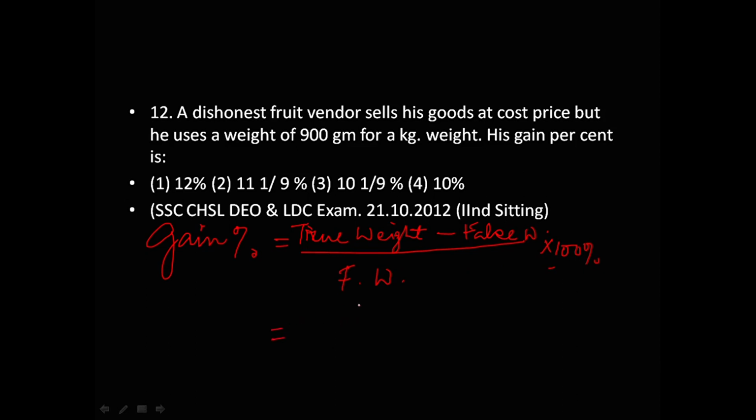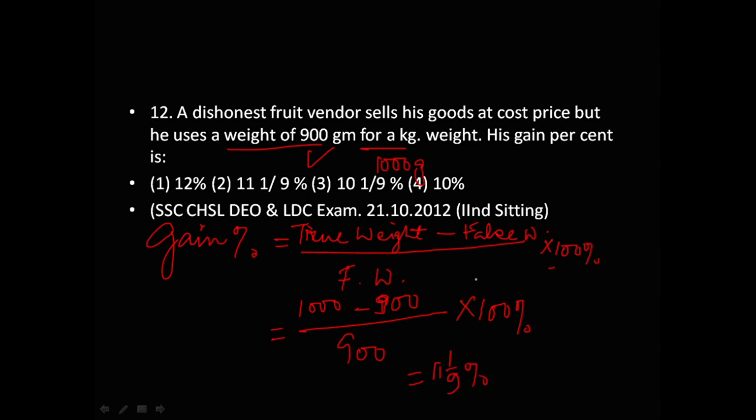So what's here? He uses a weight of 900 gram for a kg. 1 kg means 1000 gram. So it's 1000 minus false weight 900 gram, divided by 900, into 100%. So what's the answer? It would be 11 1 by 9%, so it's option 2. It's 100 by 9, so it's 11 1 by 9.